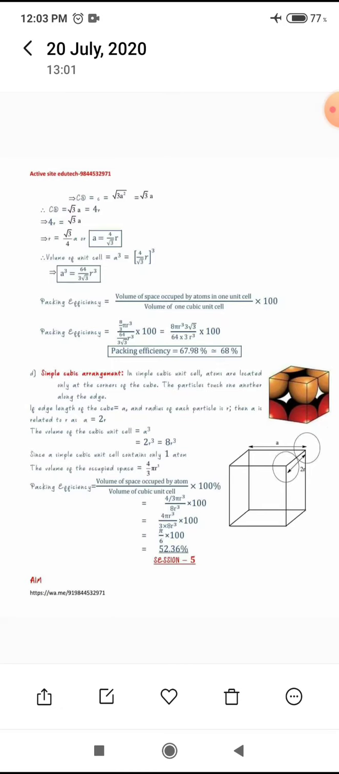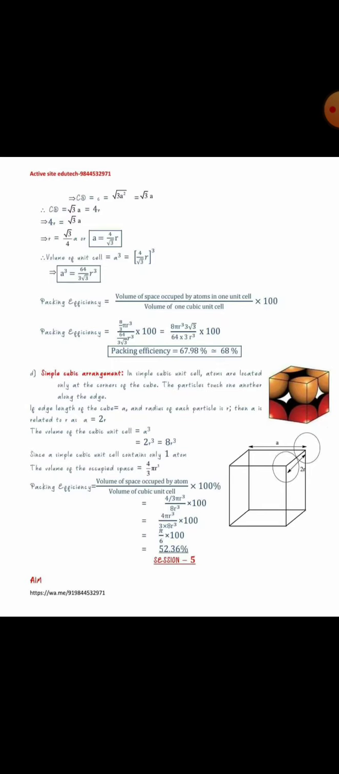So in case of simple cubic arrangement, the unit cell is simple cubic unit cell. That is, the constituent particles in this type of packing are present only at the corners of the unit cell. And you must remember that the constituent particles at the corners are touching each other.